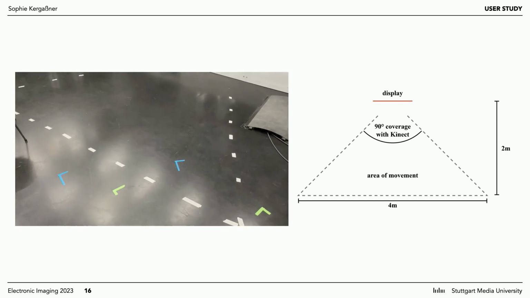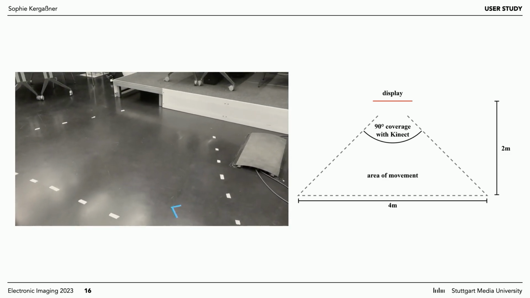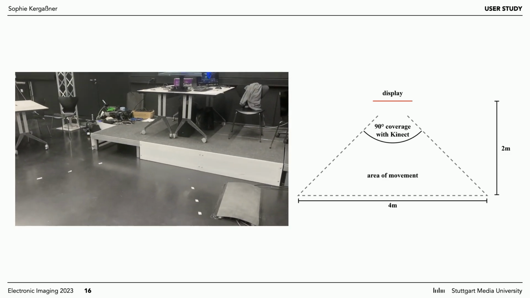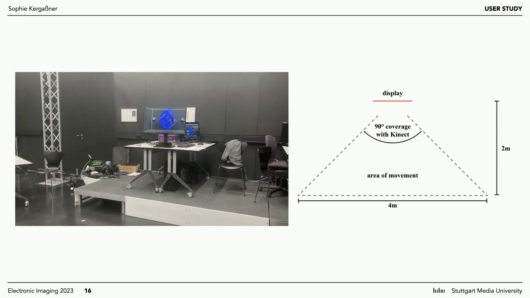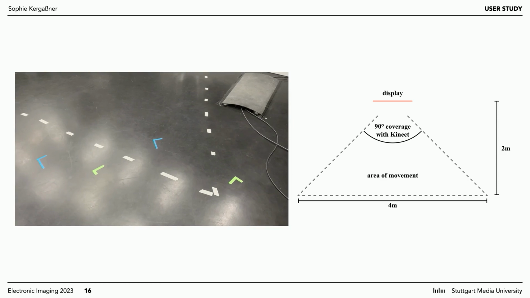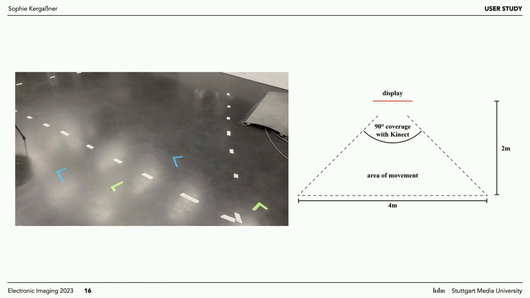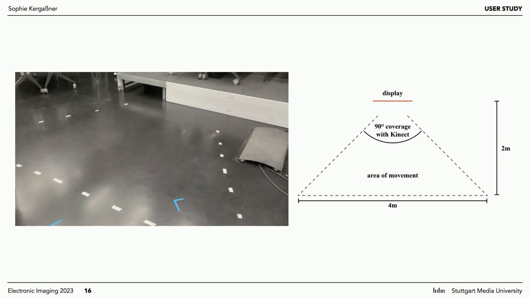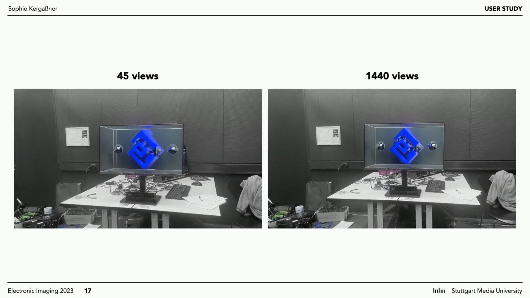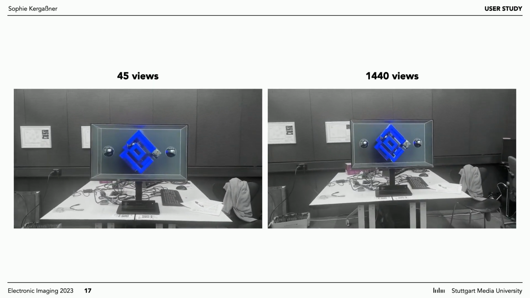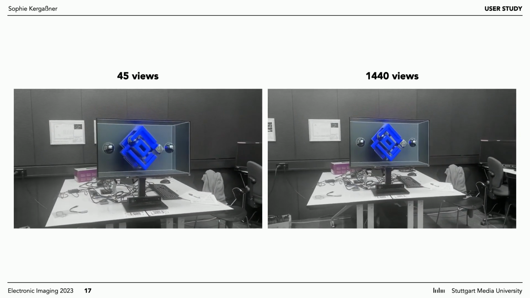The subjects would enter a room with a masked area on the floor in which they can move freely, but they are instructed to move to each outer corner at least once per stimulus. The simulated LFD is installed at eye level, and it has a size of 32 inches. In the beginning, there is a short training phase in which the 45 views and the 1,440 views example are shown as a guide and reference.